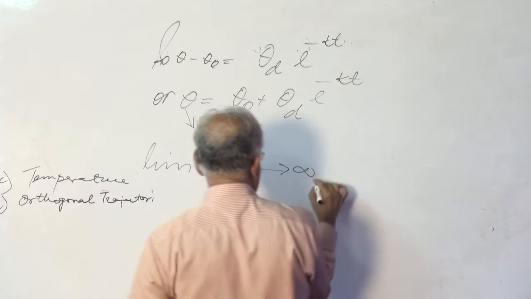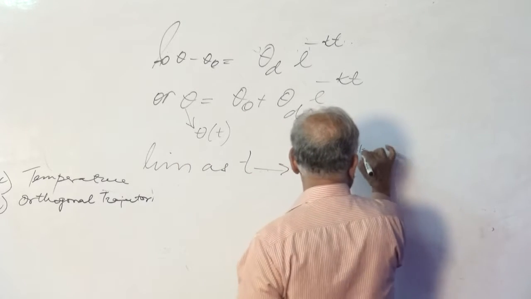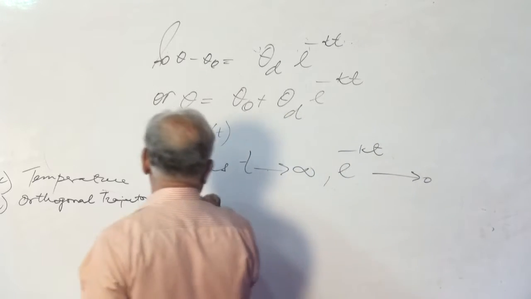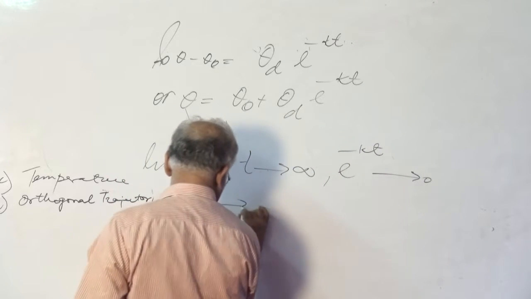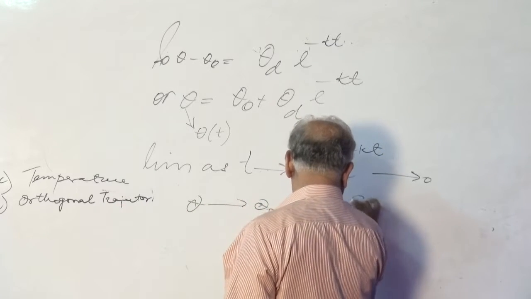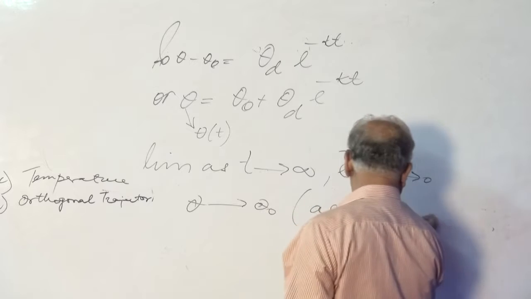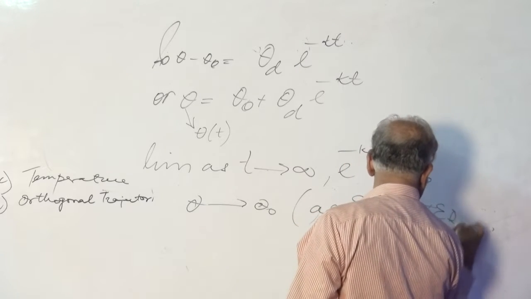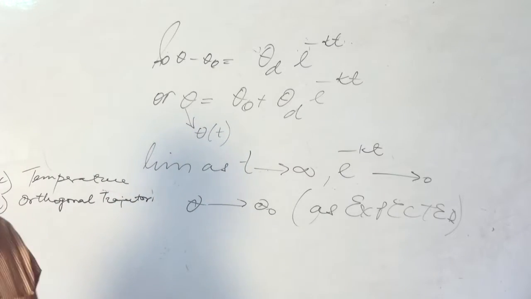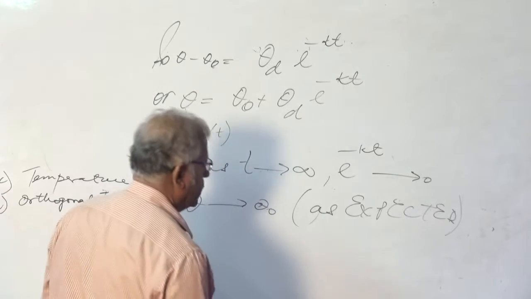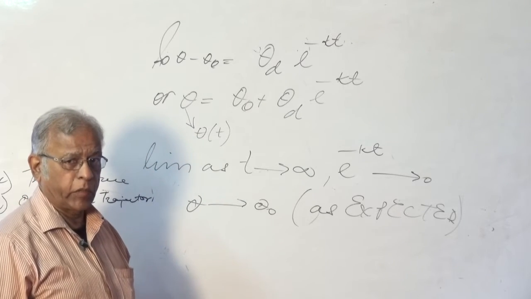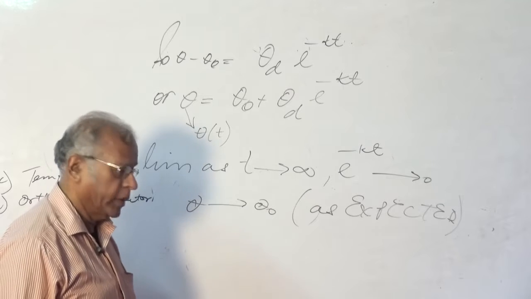As t tends to infinity, e to the power of minus kt tends to 0, and of course theta tends to theta naught, as expected. Nothing else is expected. So when such things happen, that means the mathematical model and solution lead us to natural expectations, then we know that we are on the right track. Otherwise, we are not on the right track.